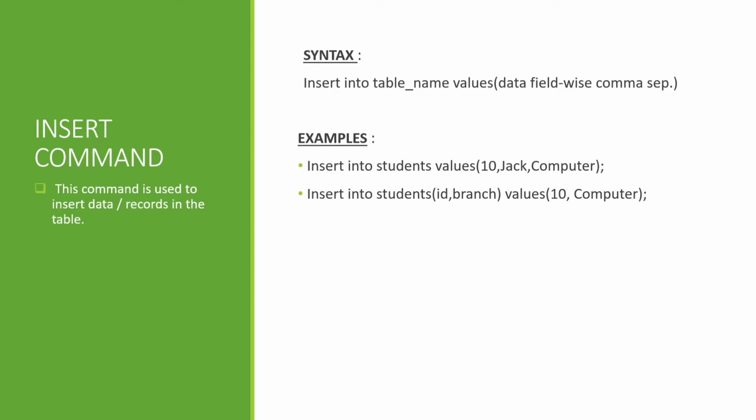Suppose we want to mention only particular fields in our record. Suppose I want to create a new record in which there is no branch specified, or no name specified, so I want only particular fields to be entered. Like in this example, you can see only ID and branch have been mentioned. So the ID here becomes 10 and the branch here becomes computer. The name is not specified, so it will be tagged as null in this case. So we can also do insertion this way.